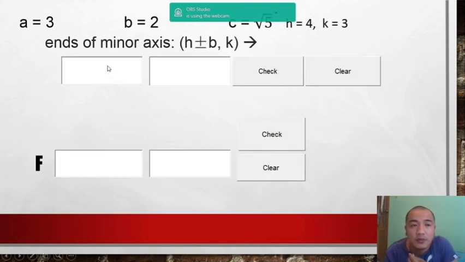How about the ends of the minor axis? H plus and minus b, k. H plus b, 4 plus... let's check. 2, 3, 6, 3 pala yon. 4 plus 2 should say, so dapat 6. 6, 3, 2, 3. Yan.